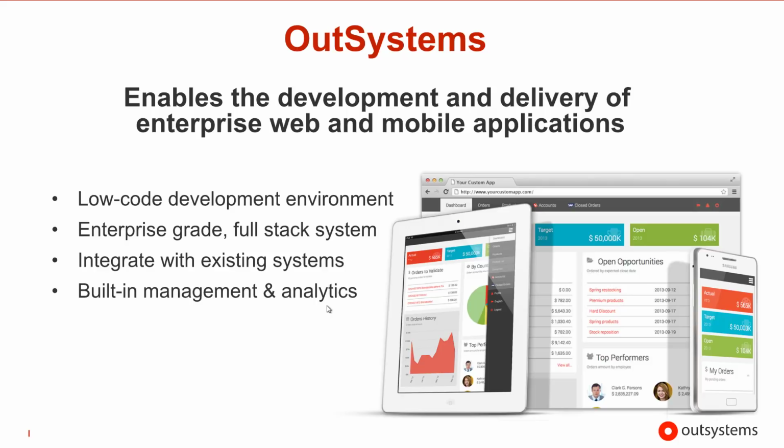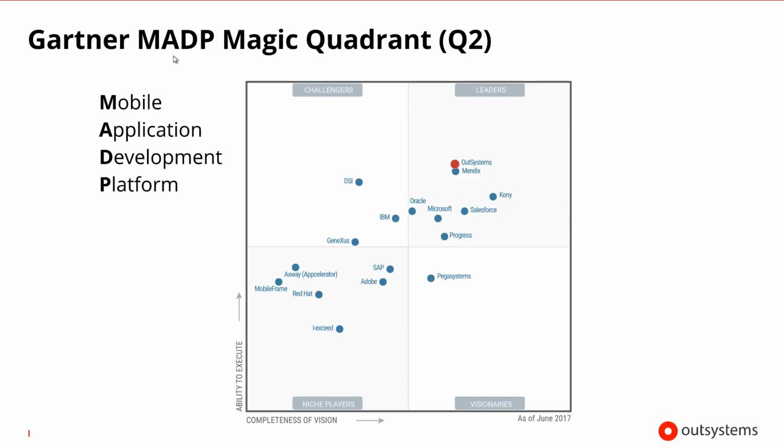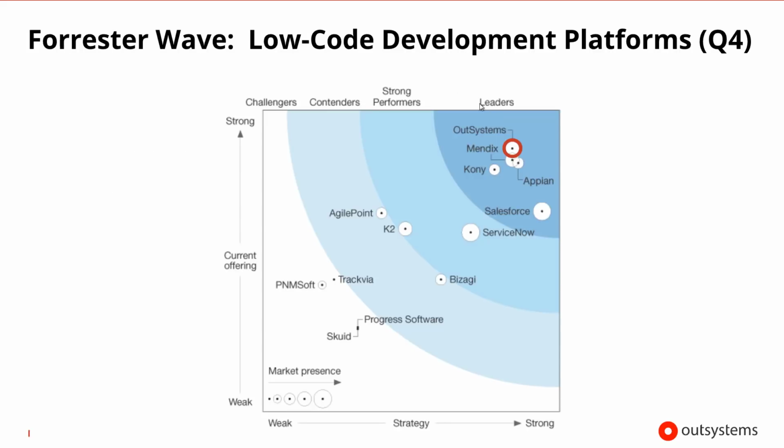And this just isn't our opinion, it's also the opinion of various analysts. Forrester did a wave of mobile development for low-code systems in the first quarter, and OutSystems was included in the leaders wave of the analysis. In the second quarter of 2017, Gartner did their MADP Magic Quadrant, MADP standing for the Mobile Application Development Platforms. And again, OutSystems was included in the leaders area. And finally, in the fourth quarter of 2017, Forrester did a wave on low-code development platforms, and again, OutSystems ended up in the leaders wave.